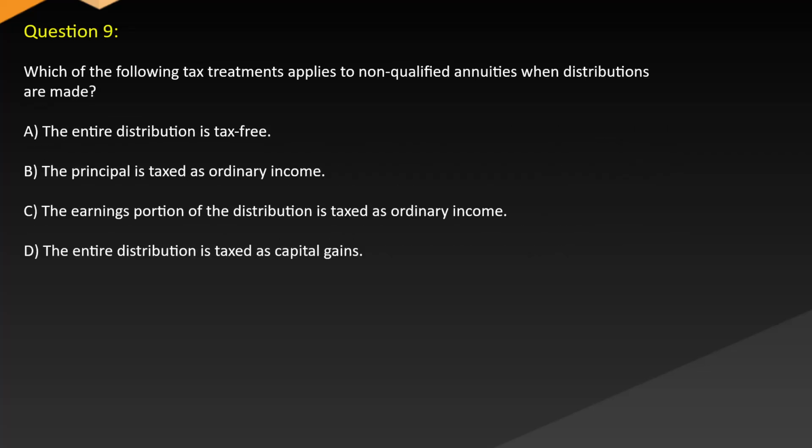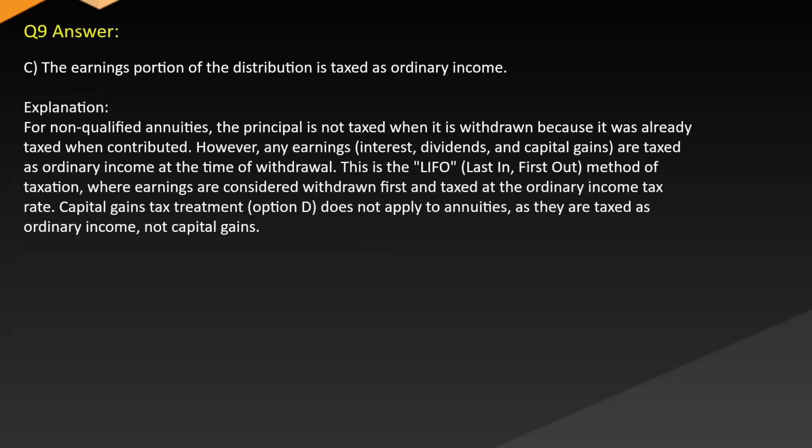Question 9. Which of the following tax treatments applies to non-qualified annuities when distributions are made? A. The entire distribution is tax-free. B. The principal is taxed as ordinary income. C. The earnings portion of the distribution is taxed as ordinary income. D. The entire distribution is taxed as capital gains. Answer C. The earnings portion of the distribution is taxed as ordinary income.